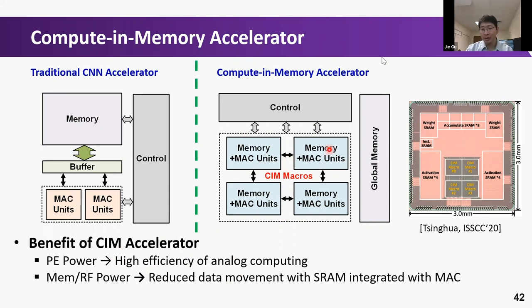On the right, this is last year's demonstration that people did from Tsinghua. They built a CIM macro, which does the CIM operation and has a supporting global memory to save all the weights, activations, and also an ASIC. So typically people put this compute-in-memory into a macro with a limited size, and then you can put many tiles, and the macro looks just like an SRAM bank.